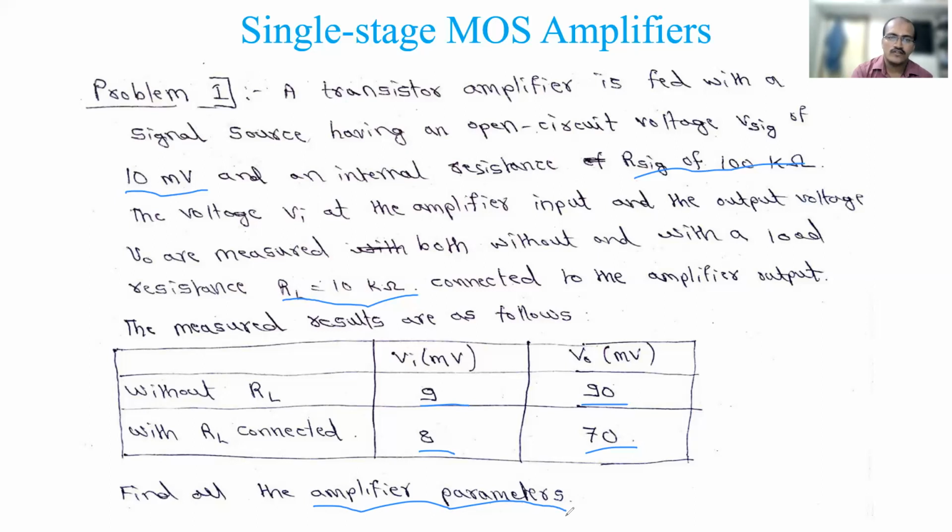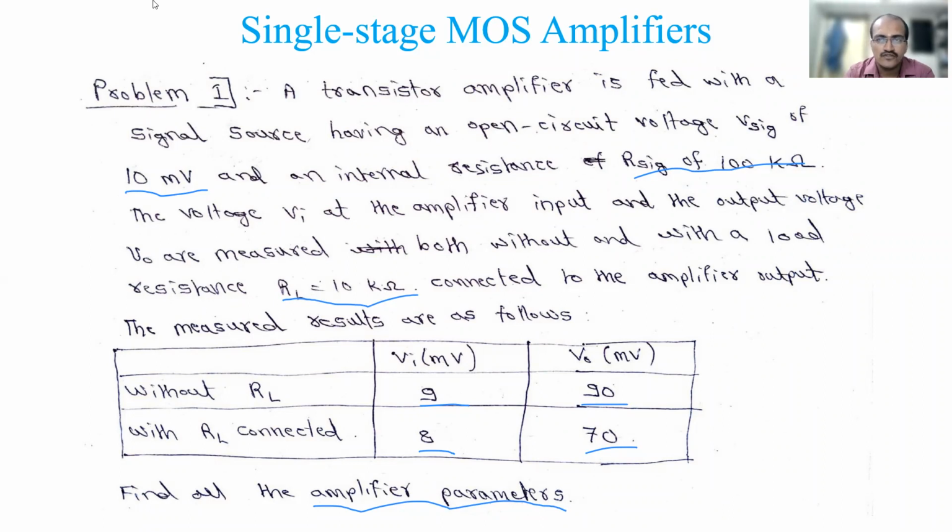For that, the given values are Vsignal, Rsignal, and RL, and the Vi and Vo values are given for without RL and with RL. Here a lot of brainstorming should be done. You should be thorough with the equations. You have to know the equations in mind, and which parameters are given, and which one to start with. Like that we have to proceed here.